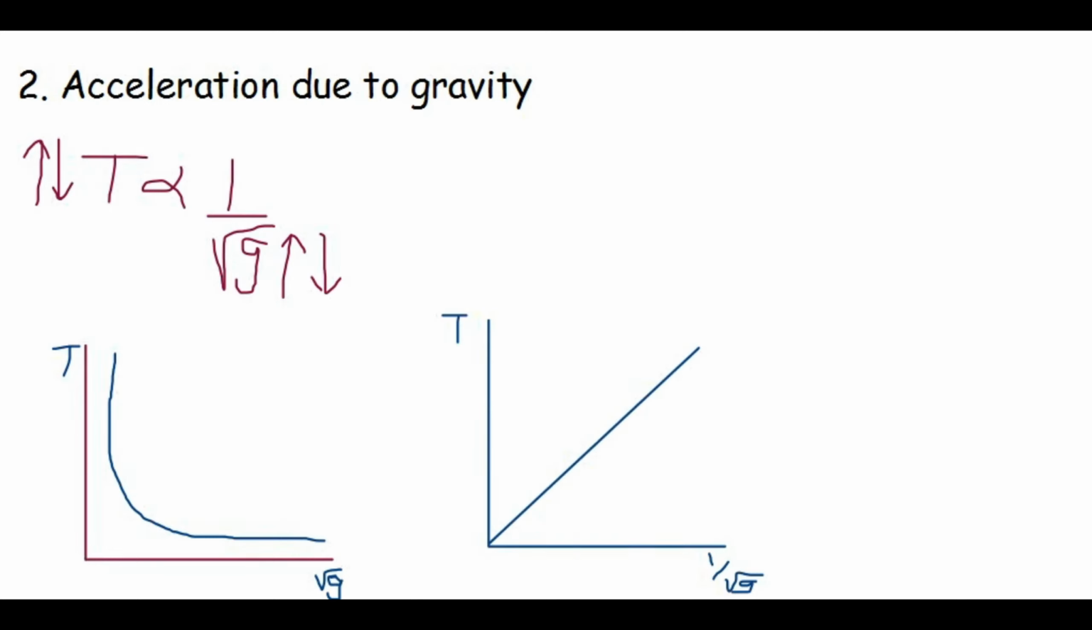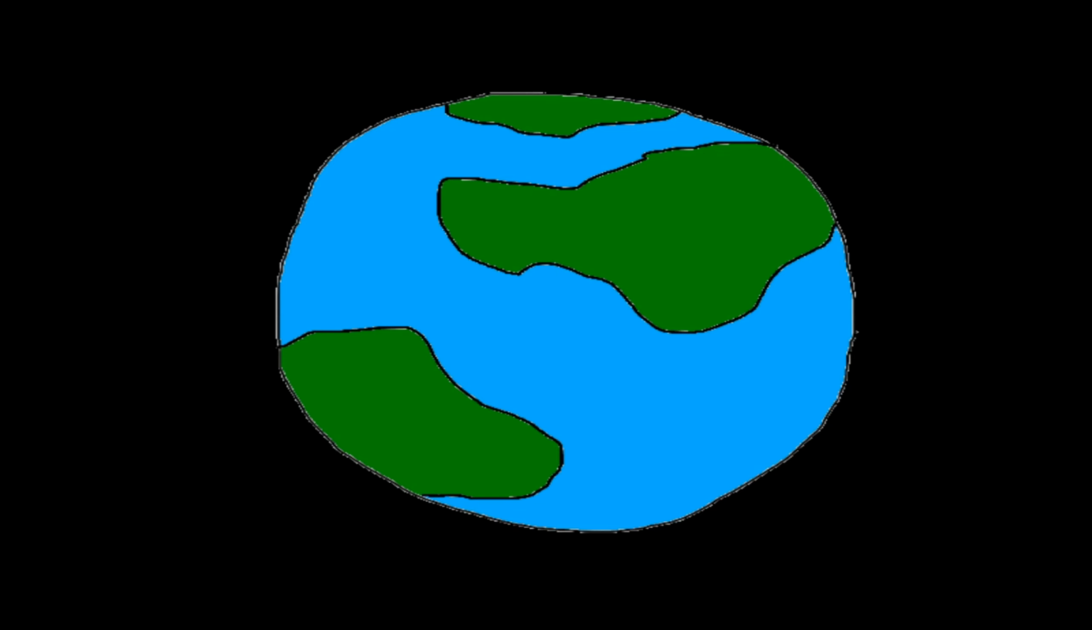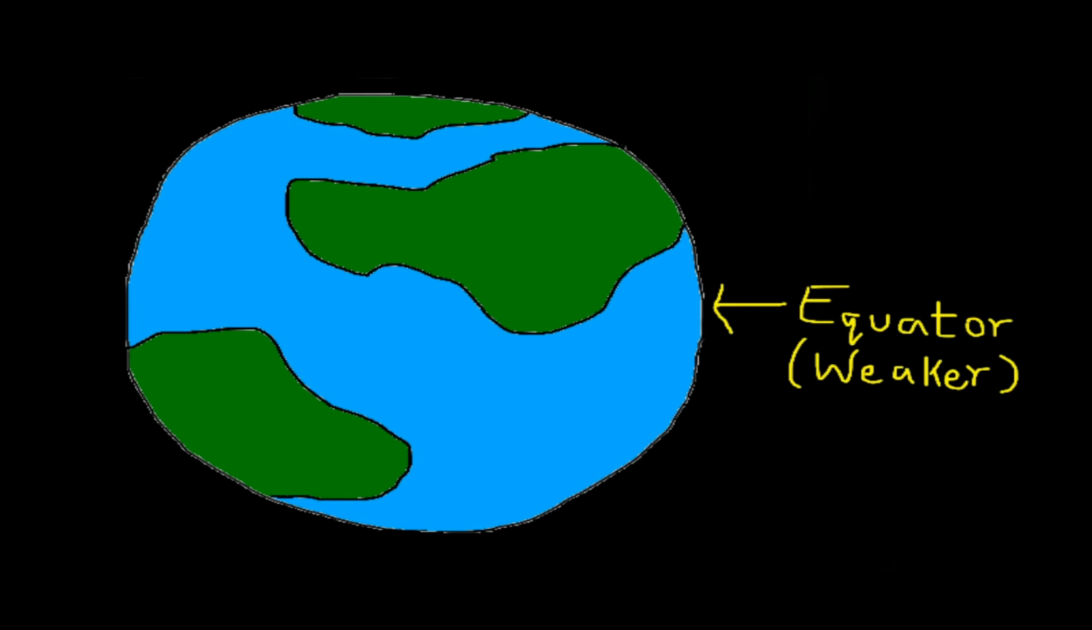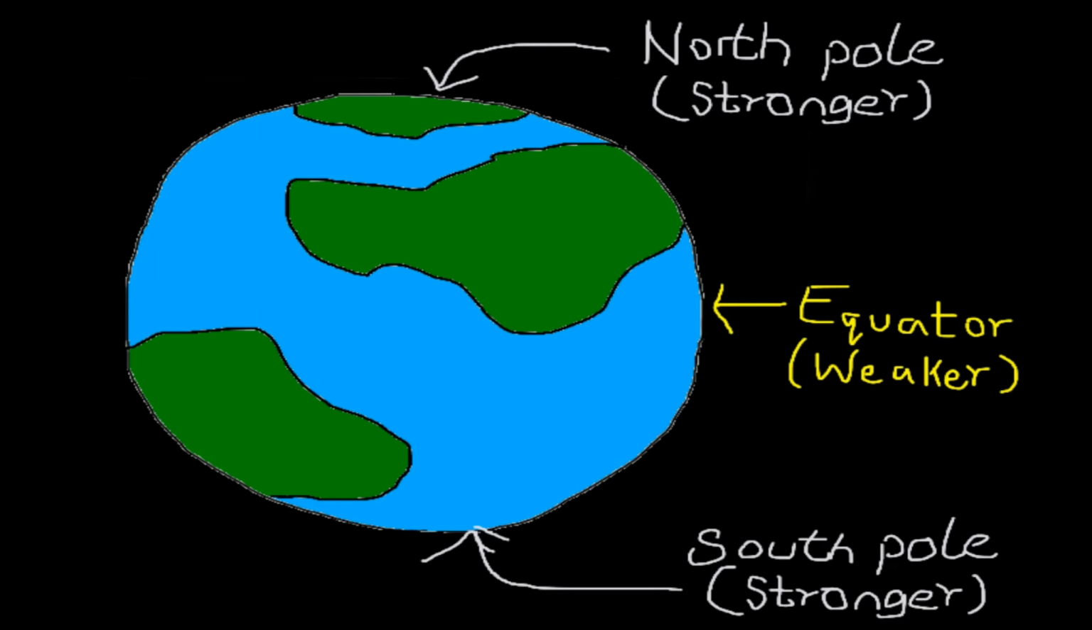I want you to take note of something which I'm going to illustrate with a video. Gravity on the Earth's surface differs from place to place. There are places on Earth that experience more gravity and places that experience less. For instance, gravity is weaker at the equator but stronger at the poles. The north and south poles experience stronger gravitational pull than the equator.